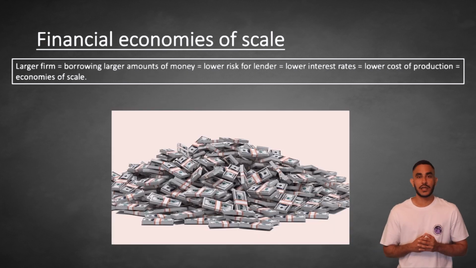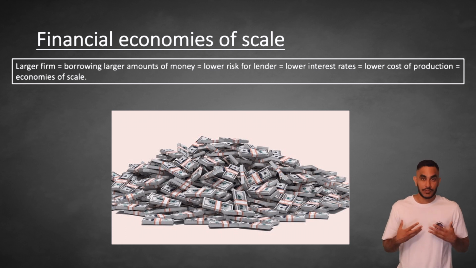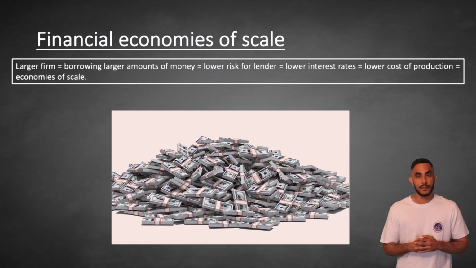Financial economies of scale is where larger firms can borrow or access money at lower interest rates. This is due to the fact that they often borrow larger amounts of money, and secondly, they are less risky to lend to, as larger businesses often make high revenues and profits and therefore are less risky for banks to lend to, leading to lower interest rates and therefore reducing the cost of producing goods and services for the firm.